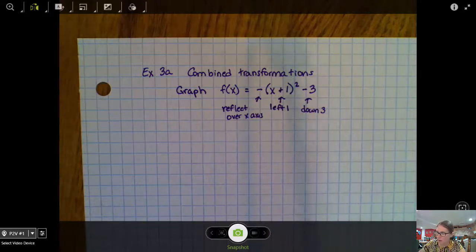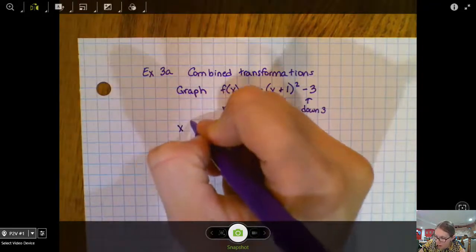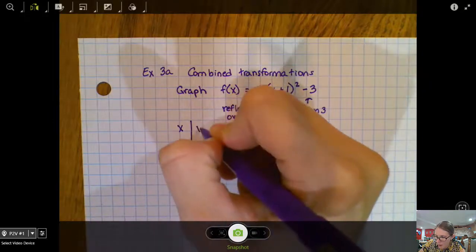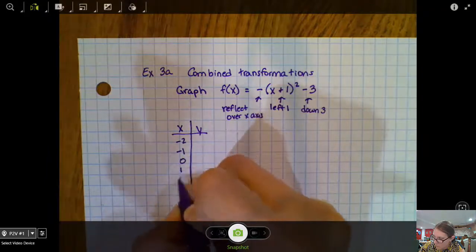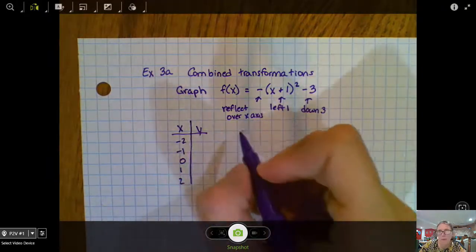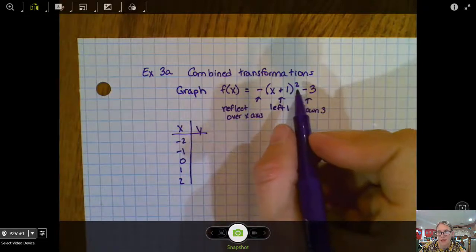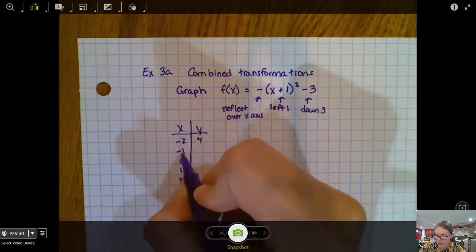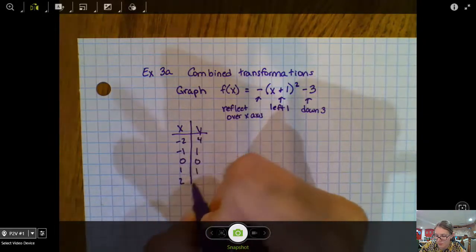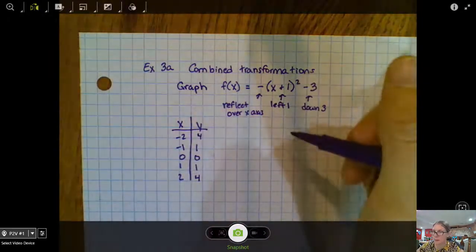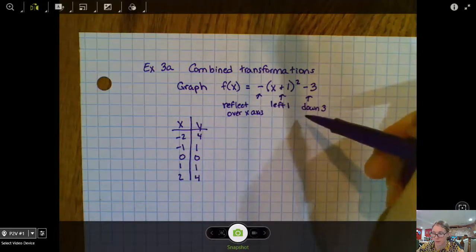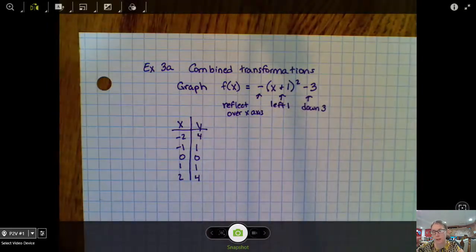Well, let's make our table of our parent function first, and then we'll think about how we are going to change our values. I have this exponent here, so that means my parent function is y equals x squared. Looking at my problem, again, I have 3 transformations here. Which one am I supposed to do first? Doesn't matter? Okay, it does matter.